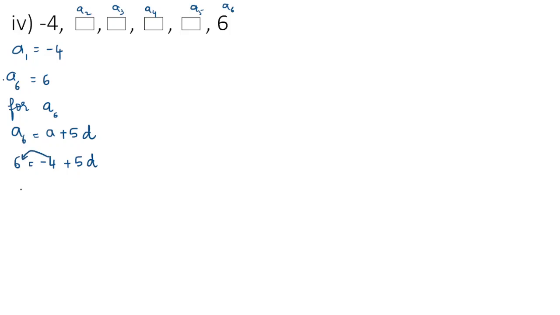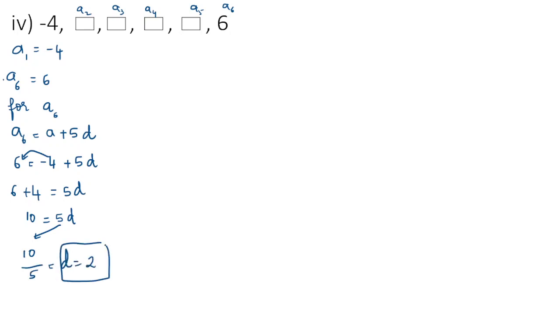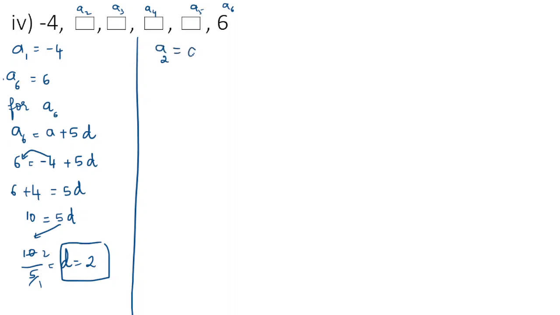Now minus 4 goes to that side, so it becomes plus 4. 6 plus 4 is 10, so 10 is equal to 5d, and this 5 comes down. 10 by 5 is equal to d, which means the d value is 2. 5 ones are 5, 5 twos are 10. Okay, after this what do we have to find out? The a2 value, isn't it? a2 can be written as a plus d. The a value is minus 4, the d value is plus 2. So minus 4 plus 2 is minus 2.